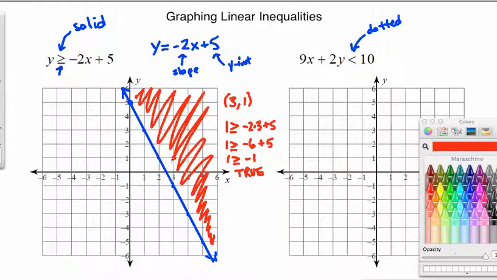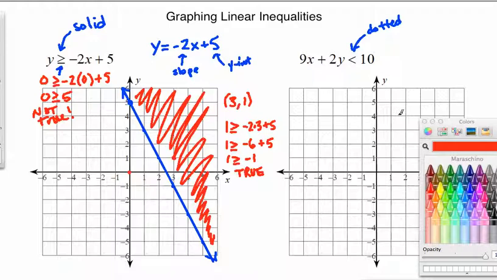Alright, if it was not true, we'd go and we'd try some point that's not on this side, so we'd probably try 0, 0, for example. If we tried 0, 0, you'd see that 0 is greater than or equal to negative 2 times 0 plus 5. 0 is greater than or equal to 5 is not true. So that means that we wouldn't shade on this side because this is not a solution.